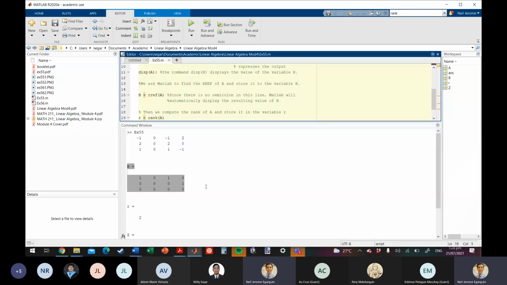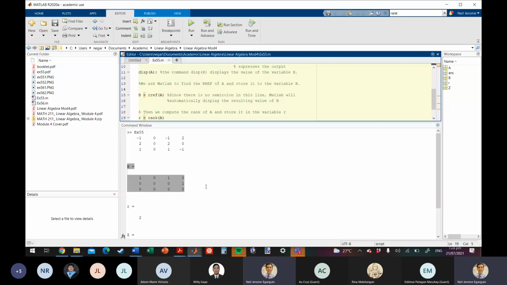Pero yeah, I was just talking about the different line commands in MATLAB or how it corresponds to the result in the command window. Okay. So here, yeah. So sa line 19, pinakompute ko kay MATLAB yung rank and call it the variable R. So in the command window, you will see R equals 2. And then yung huli kong pinagawa kay MATLAB, line 22, to find null A.